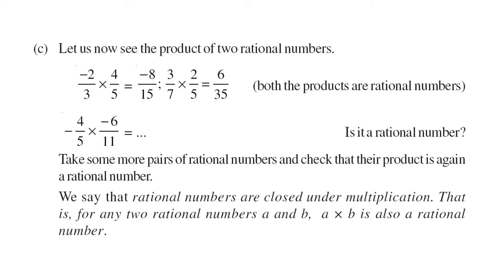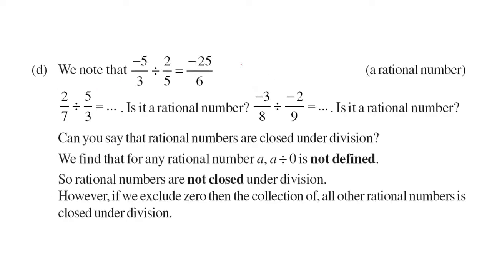How about the product? When we multiply numbers in p by q form, you will always get a rational number. So if a and b are rational numbers, you multiply a into b, you get a rational number.